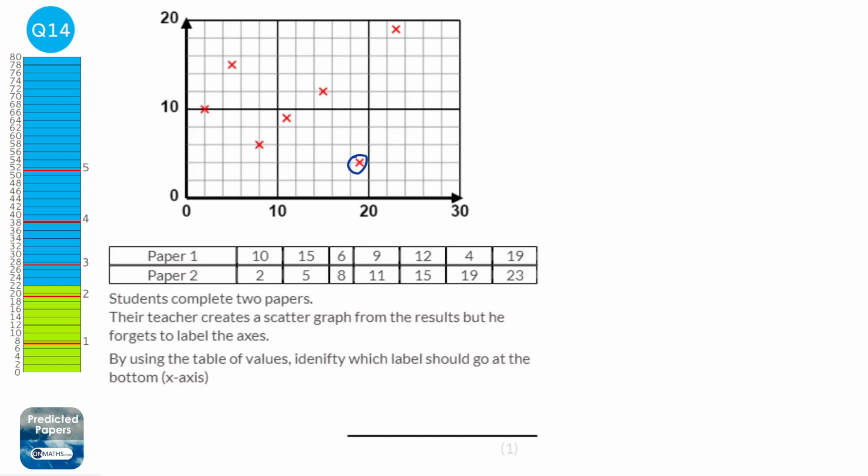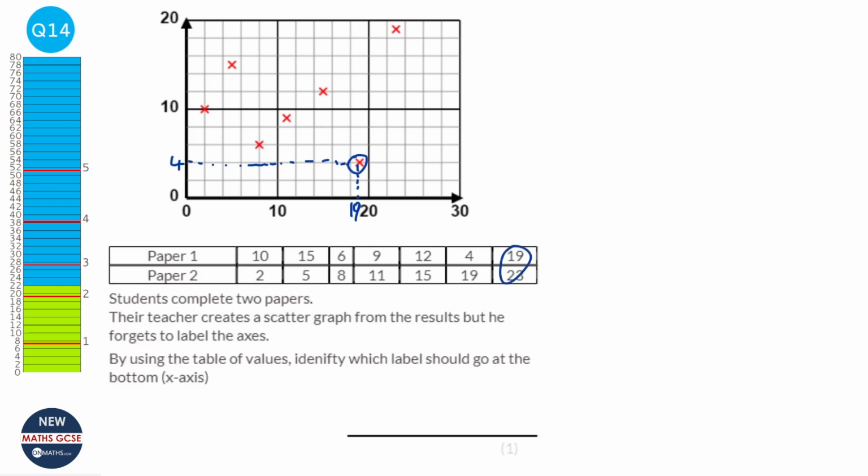And we just need to work out what the coordinates are. Well, it's going up in 2, so it's going to be 4 on this side, and this is kind of 4.5, so that's going to be 19 there. So we know it's 19 at the bottom and 4 at the side here. So we're going to have a look on our table for a 4 and a 19.